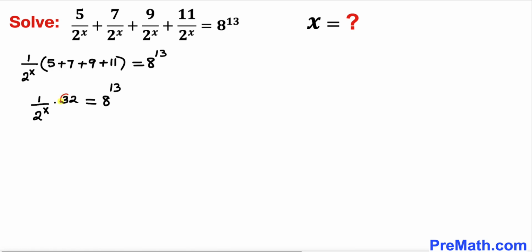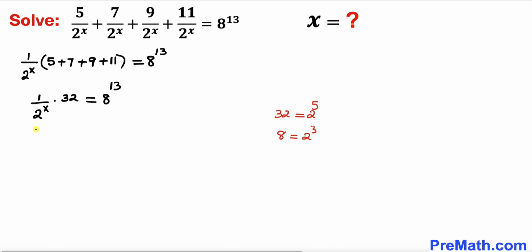And now let's focus on this 32. 32 is the same as 2 power 5. Likewise, let's focus on this 8. 8 could be written as 2 power 3. So this equation could be written as 1 divided by 2 power x times 32, which I can write as 2 power 5, equal to, on the right hand side, 8 written as 2 power 3, and then whole power 13.